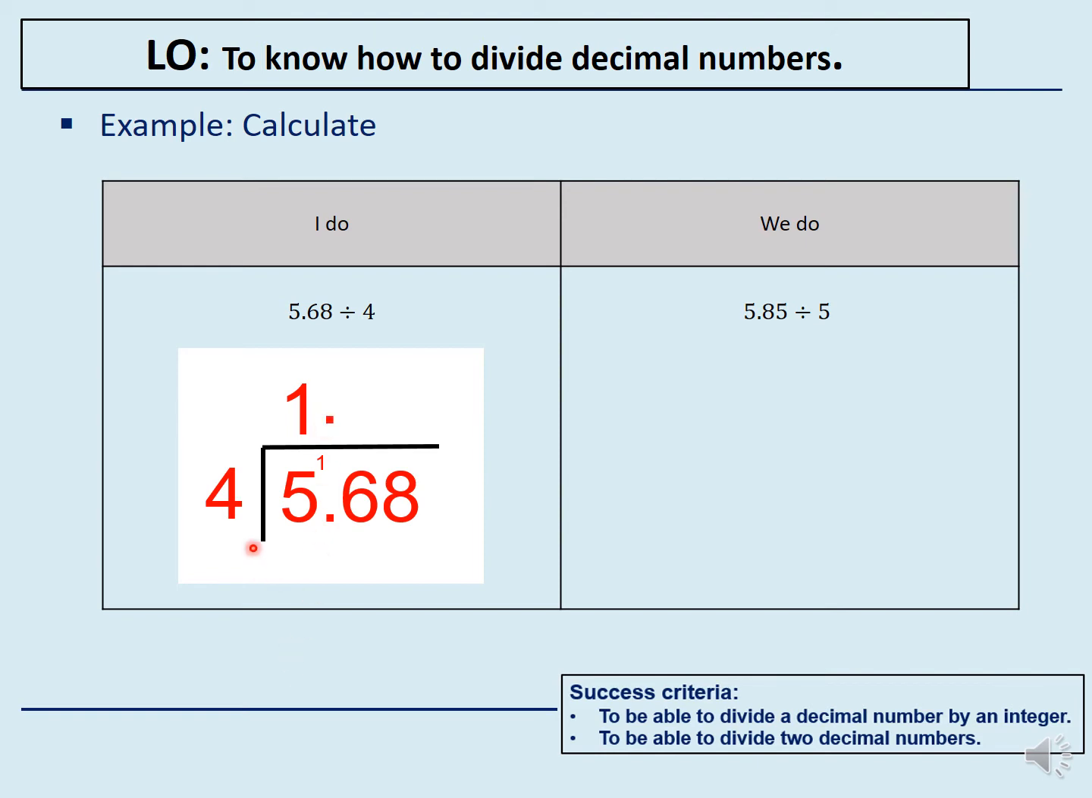Now, how many times 4 goes into 16? 4 times, no remainder. Now, how many times 4 goes into 8? Twice, and no remainder. So that means the calculation is finished, and the last answer is 1.42. Pause the video, have a go with this video question, please.